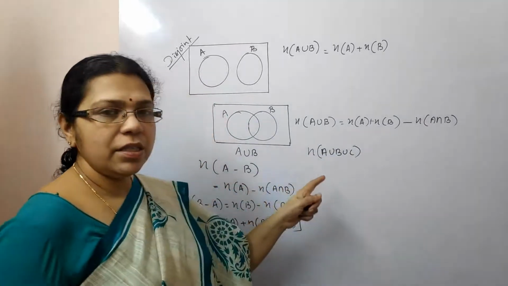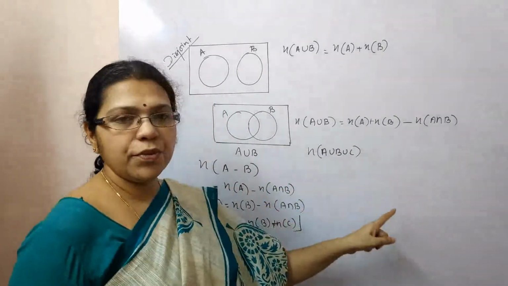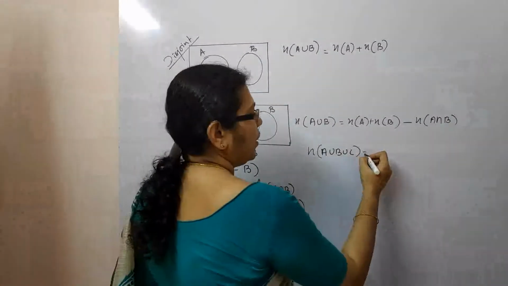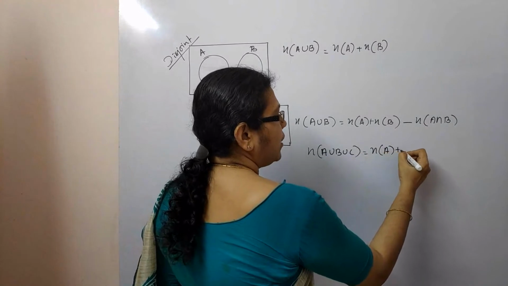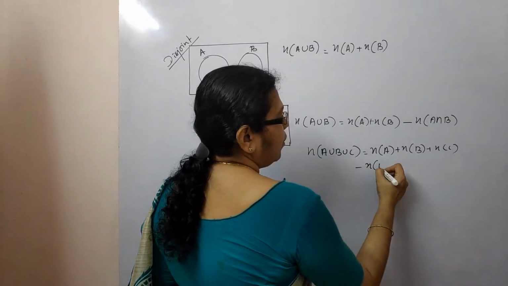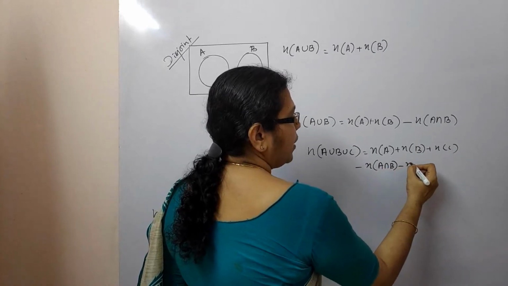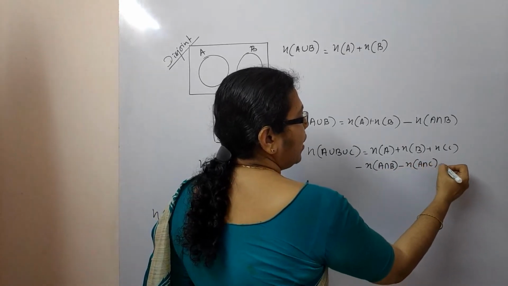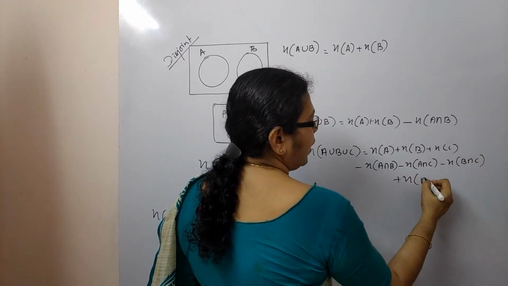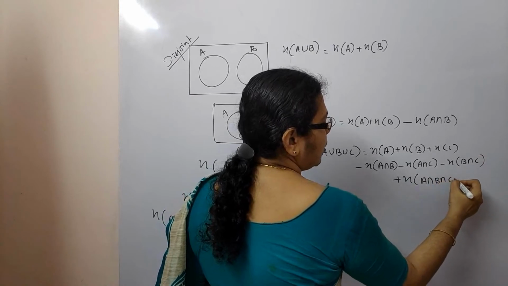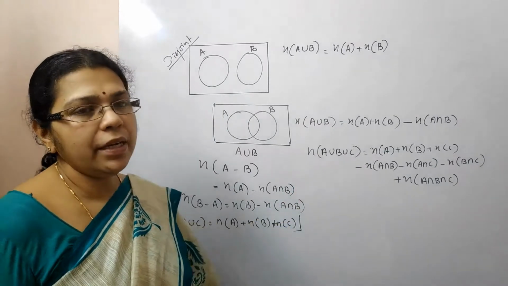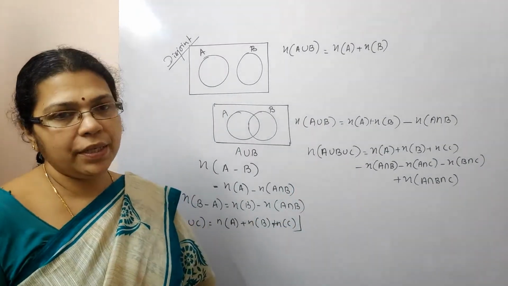Now suppose these 3 sets are not disjoint, that is A union B union C. They are not disjoint means their intersection does not give you a null set. Then n(A union B union C) is n(A) plus n(B) plus n(C) minus n(A intersection B) minus n(A intersection C) minus n(B intersection C) plus n(A intersection B intersection C). So this is the formula for finding n(A union B union C).